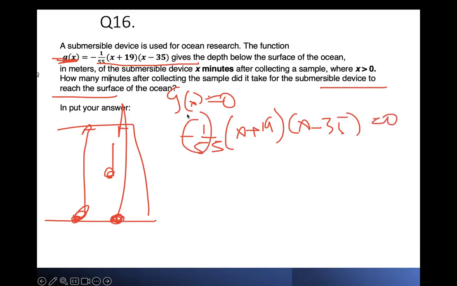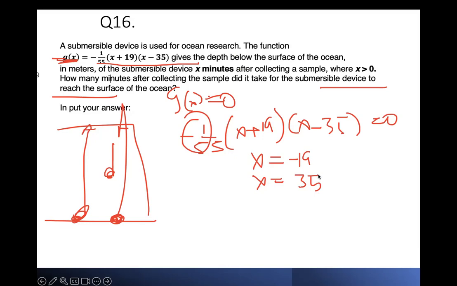The 15, don't worry about it. It's already factorized. Don't expand it. You don't need to do any expansion. If you expand it, you're complicating the question. Do not expand it, right? I already know that X minus 19 is one root, and X plus 35 is another root.